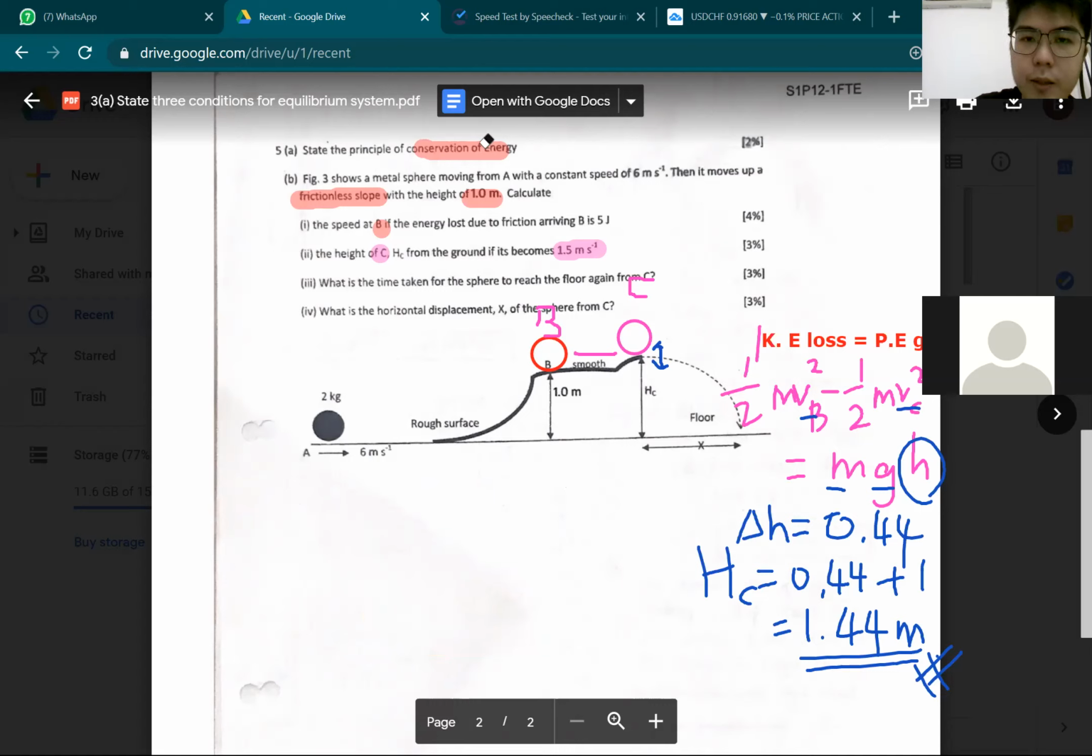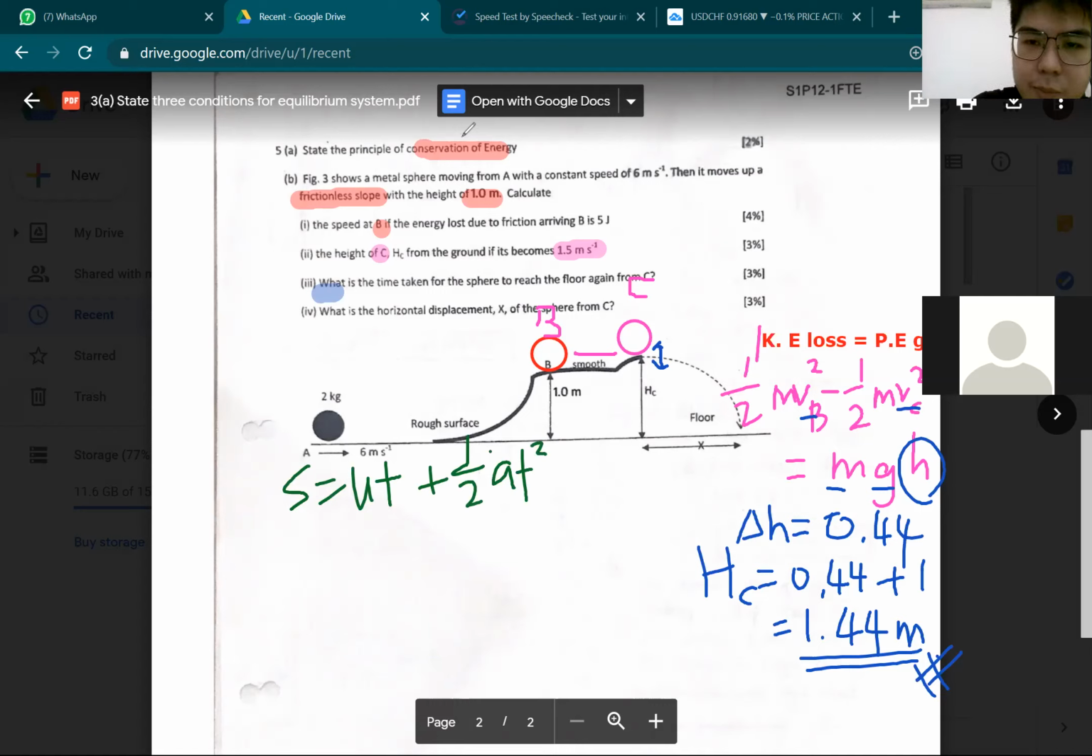Next one, question 3. What is the time taken for the sphere to reach the floor again from C? This one we use the equation of motion. This is vertical movement, falling down. So we use the formula: s equals ut plus half at square.